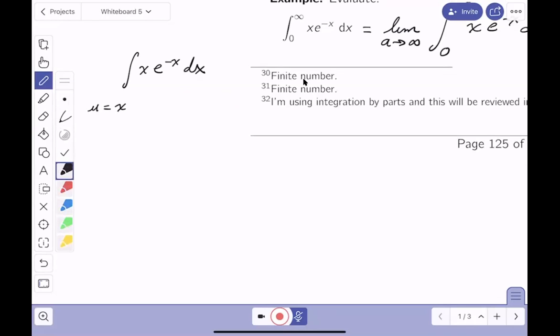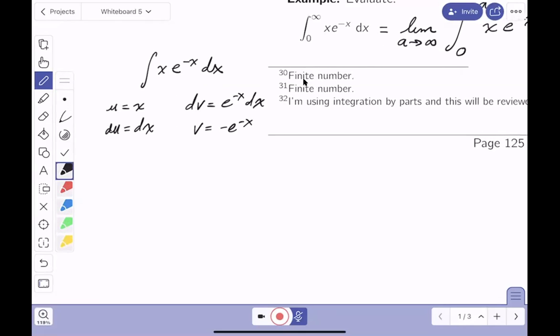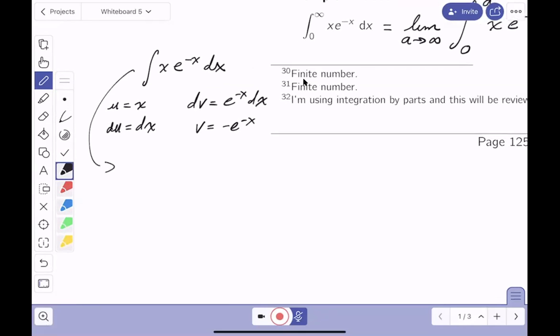I think I normally write down dv first. dv is equal to e to the minus x dx. du is equal to dx. v would be minus e to the minus x. Well, I'm going to take this, and this is, again, side work now. This is my side work. I'm just seeing if I can do the integration, right?